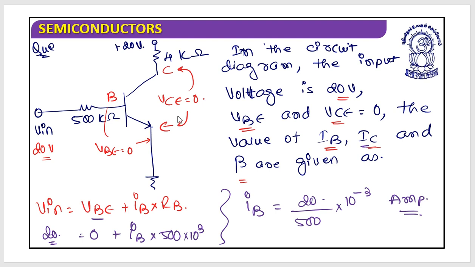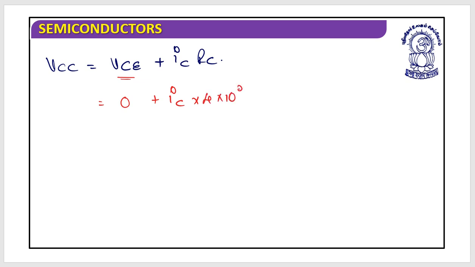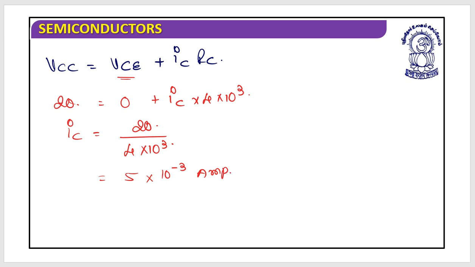Now what about the IC? IC is on the output side, and this is equal to V output, or I should say VCC, the supply voltage. So the supply voltage is equal to VCE plus IC RC. But as they have mentioned, VCE is 0 plus IC, that we need to find out, multiplied by RC, which is 4 into 10 to the power 3, and the VCC has been given as 20. So IC is equal to 20 divided by 4 into 10 to the power 3. This is equal to 20 divided by 4, that is 5 into 10 to the power minus 3 ampere. I hope this is clear.